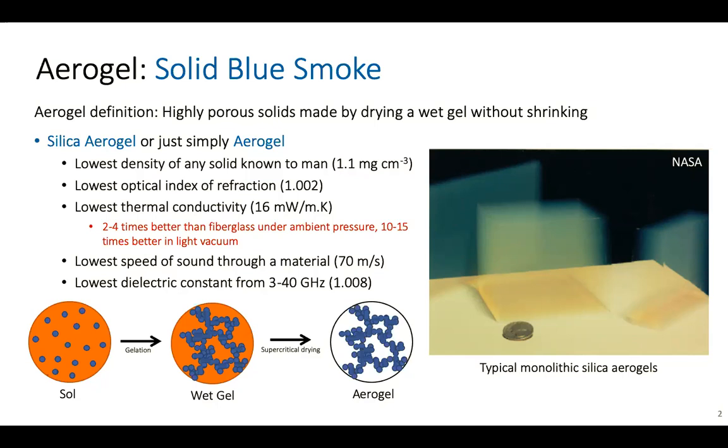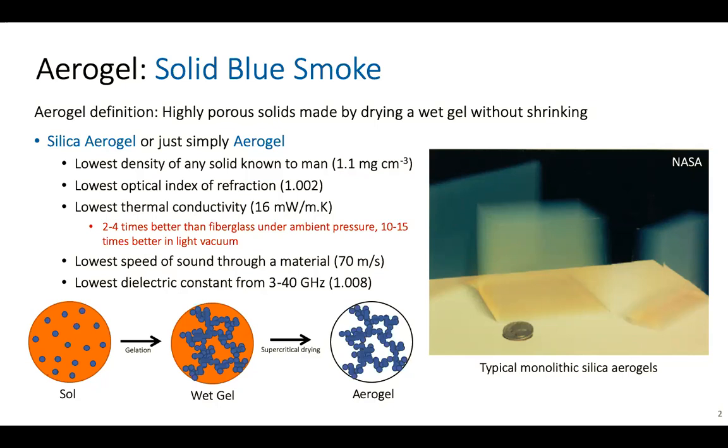The wet gel needs to be dried without any shrinking. Therefore, we need a special drying technique, so-called supercritical drying, to end up with a material called aerogel. Traditional aerogel is silica aerogel, as you can see in this picture. This is a monolithic silica aerogel. They are highly porous, with the lowest bulk density that you can find and basically the lowest index of refraction, so they are highly transparent.